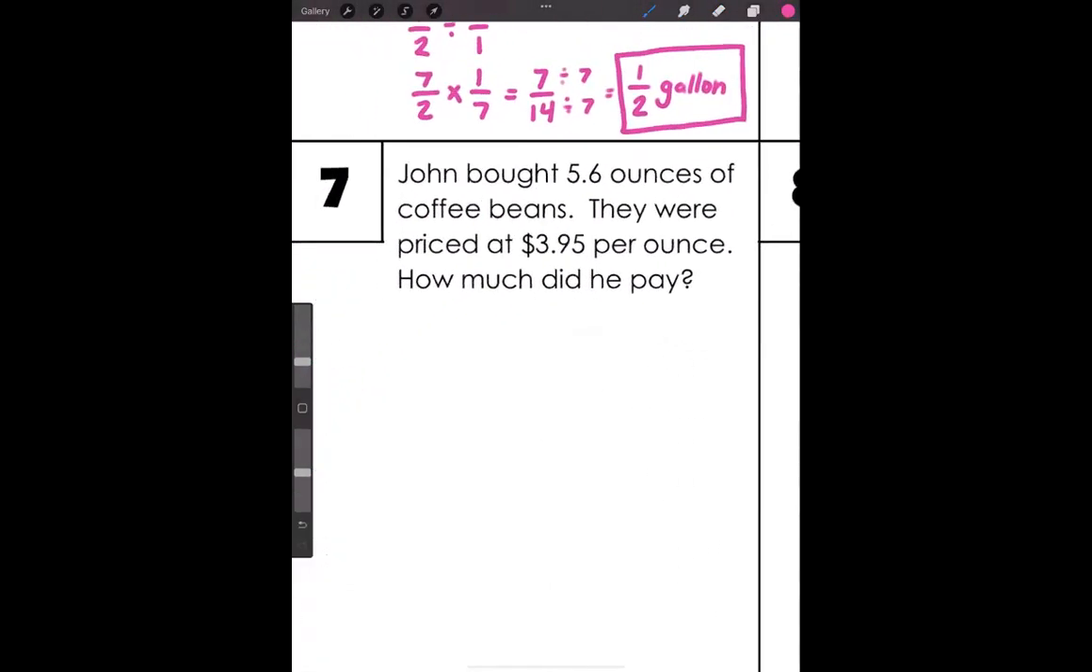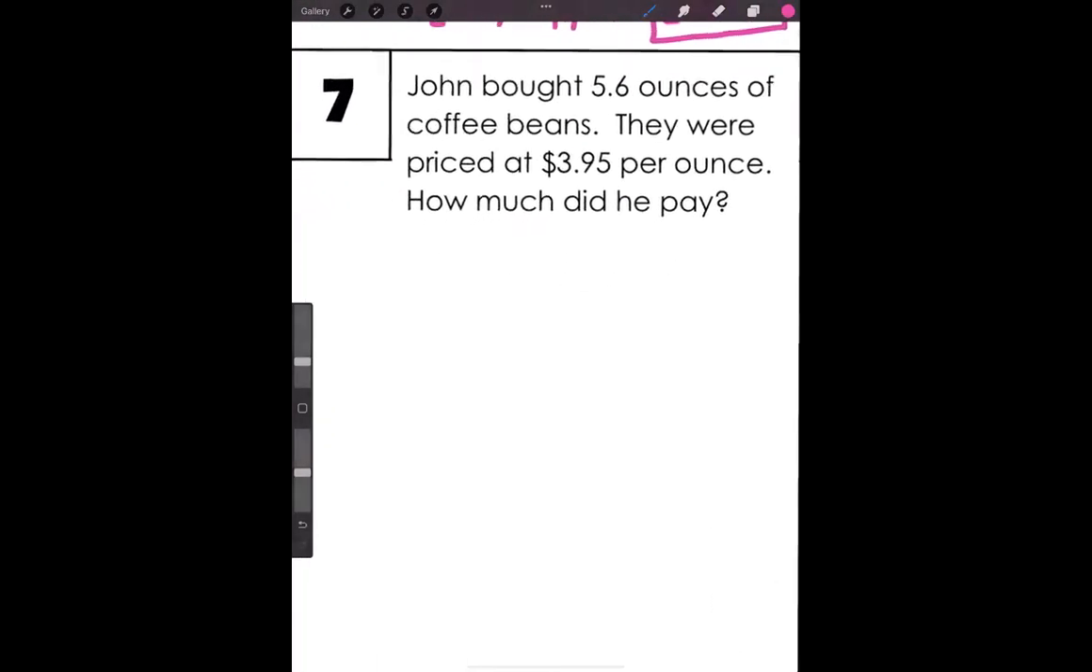Question number 7. John bought 5.6 ounces of coffee beans. They were priced at $3.95 per ounce. How much did he pay? Okay, so we know how much it costs per ounce. That's for 1 ounce. We want to know for 5.6 ounces. He bought more. And if you think about what's going to give you more, it's multiplication. We're looking for the total that he pays. How much did he pay total?